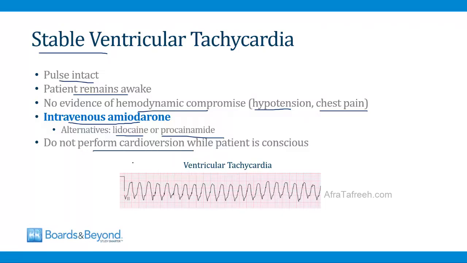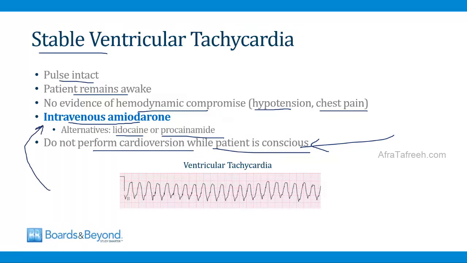In other words, you do not want to administer a shock when a patient is conscious. You should never do this. And this often comes up on the board exams. They describe a patient with stable VT who is conscious. Even though VT is a shockable rhythm, you never shock patients when they're conscious because it is extremely painful. The correct answer for treatment of stable VT is to administer intravenous amiodarone or another antiarrhythmic.